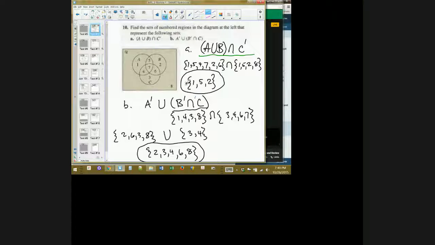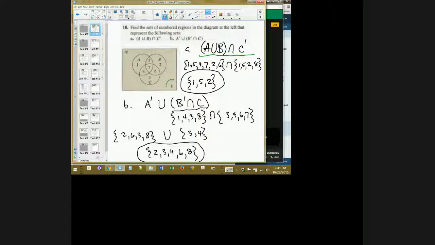Take the 2 circles over here on the diagram and take them all together. So what do we have? 1, 4, 5, 7, 2, 6. All right. Now intersect that with C complement. What's C complement looking in the picture? Everything outside of circle C. So what is that? 1, 5, 2, 8.